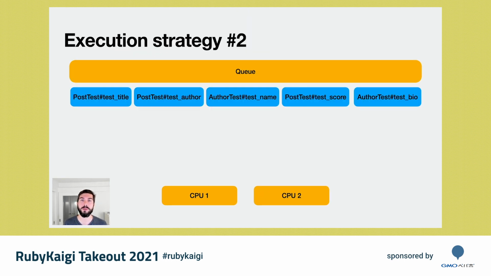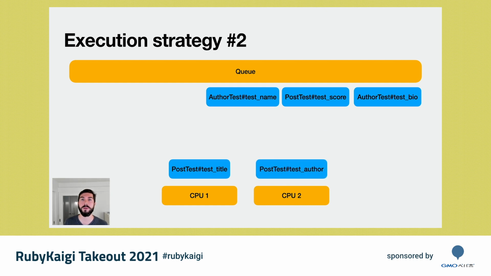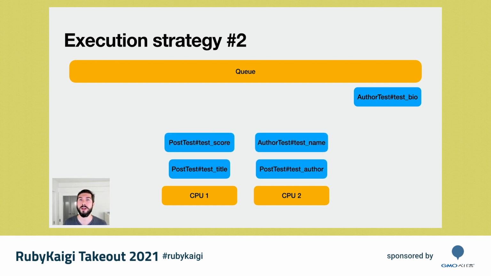So for Minitest, it would look something like this. Each item in the queue is an individual test method, an individual test, and the workers can pop items from the queue as soon as they're ready to do more work, avoiding being idle until the very end of the suite.